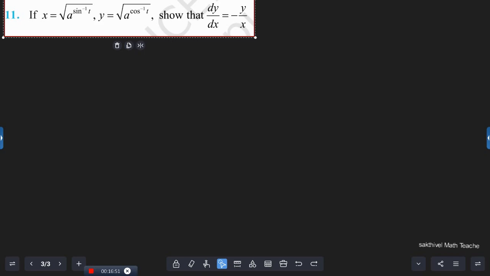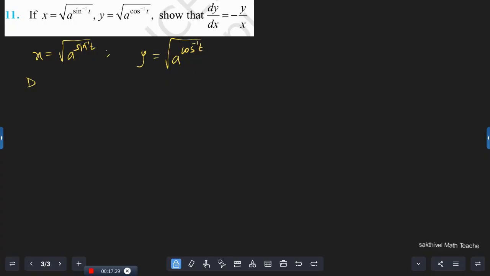The 11th one is to show that dy by dx is equal to minus y by x. There are two ideas, children. You can differentiate the given equation directly, or you can take some steps to avoid the root by squaring on both sides. Directly you can also do it, and you will get the answer easily. Or else I will give both the steps. First I am doing it directly.